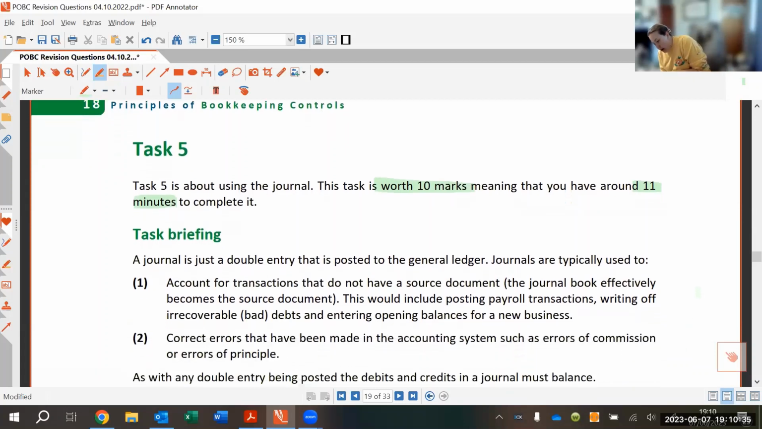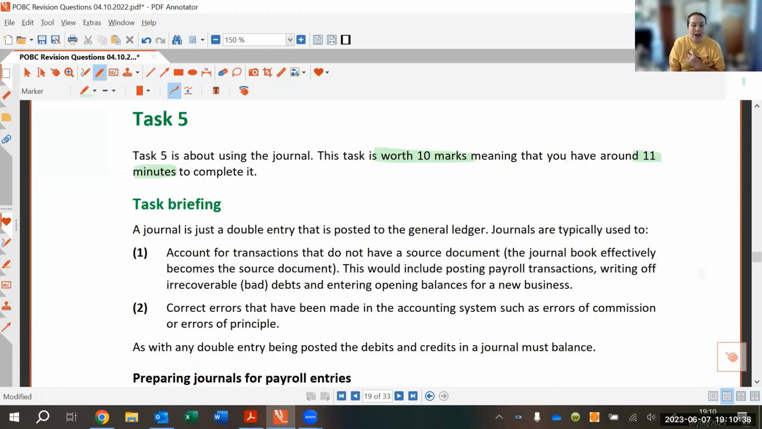So as a little reminder, I've got a task briefing before we have a look at some questions on task 5. So basically what we're doing with the journal is we are recording double entry for a particular transaction where we do not have a source document, something that we can back it up with, and an entry into the accounts in a traditional way through a day book or a cash book or a petty cash book or something like that. So we're going to use it for that, and then we're also going to use it for correcting errors, which is what it says here.